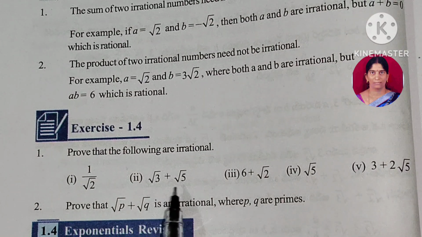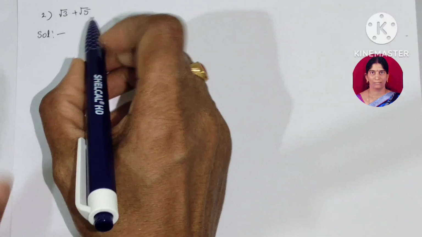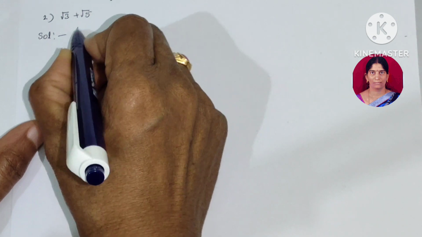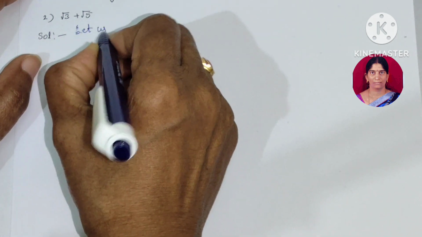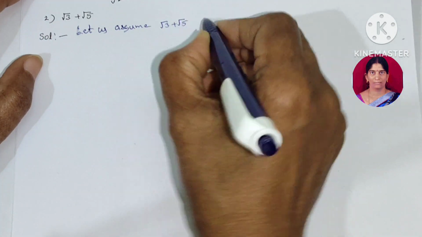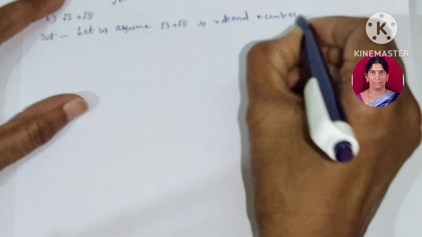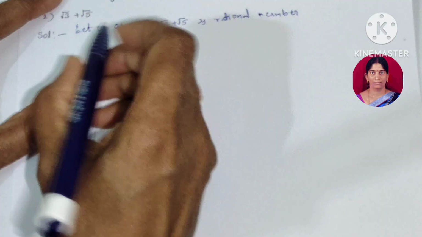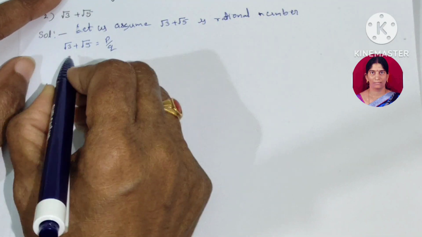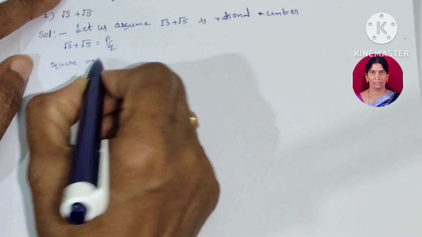Next, the second one: root 3 plus root 5. We show that this is an irrational number. First let us assume that root 3 plus root 5 is a rational number. Rational number means p by q form, so we write root 3 plus root 5 equal to p by q. Now apply squaring on both sides.